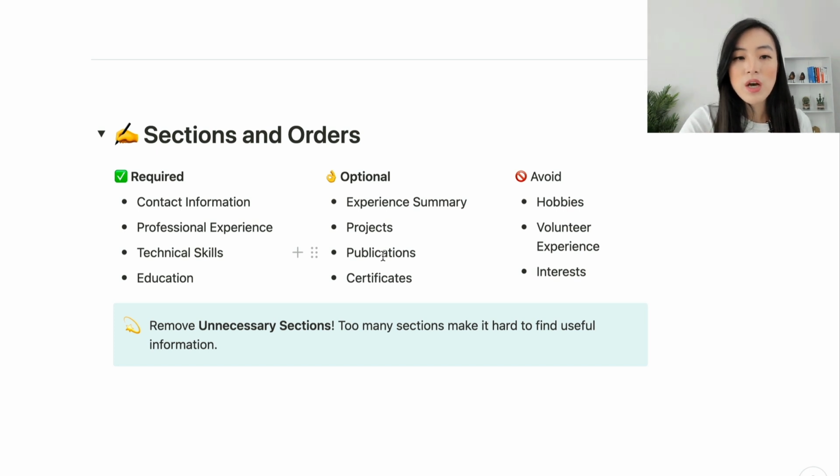The reason we want to have only 4 required sections and remove unnecessary sections is because too many sections make it hard to find useful information. What we are going to do next is we are going to look at the 4 required sections one by one to make sure your resume follows the best practice for each section.